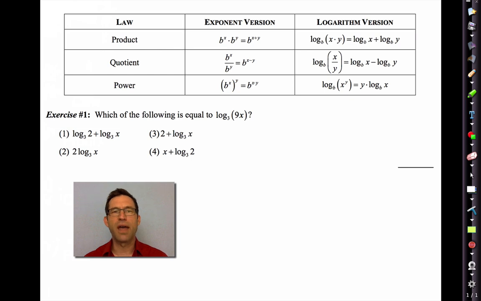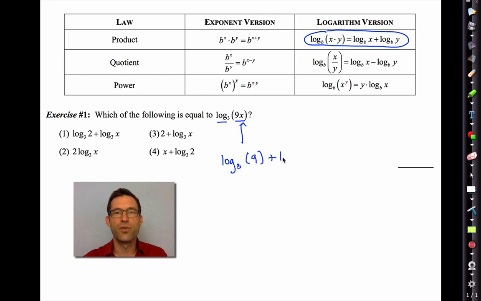Now, almost all the problems I have for you today are multiple choice, and I know that seems a little bit strange, but to me, it's actually very, very helpful to be able to play around with these. So take a look. Exercise number 1. Which of the following is equal to log base 3 of 9 times x? Well, for this, we're going to use the first logarithm law that says if I have a product, I can break the logarithm into the sum of the two various logs. So I can break this into log base 3 of 9 and log base 3 of x.